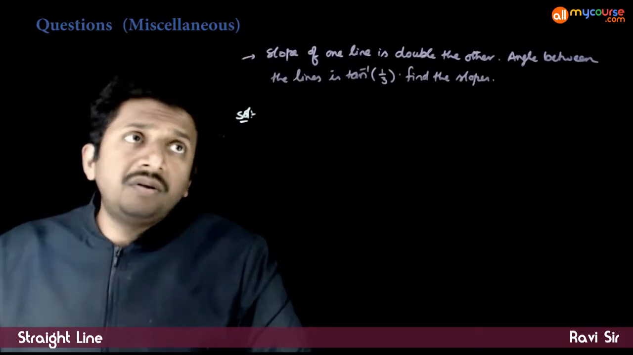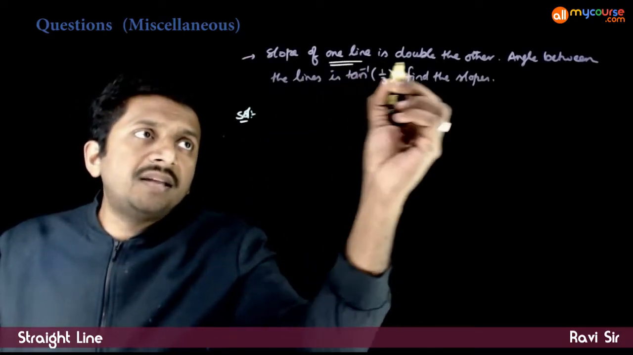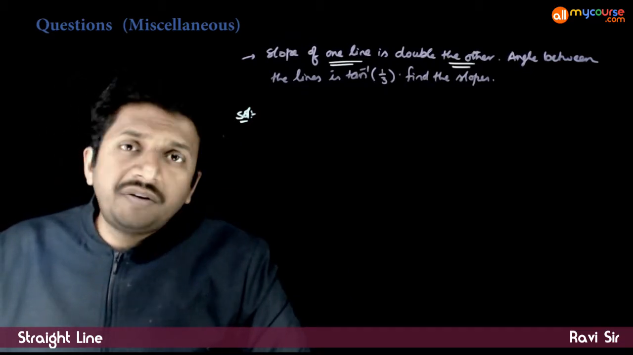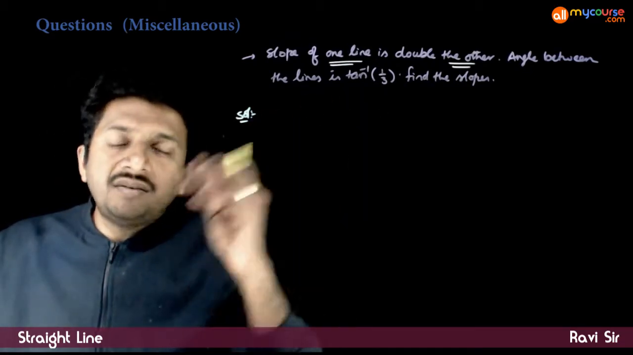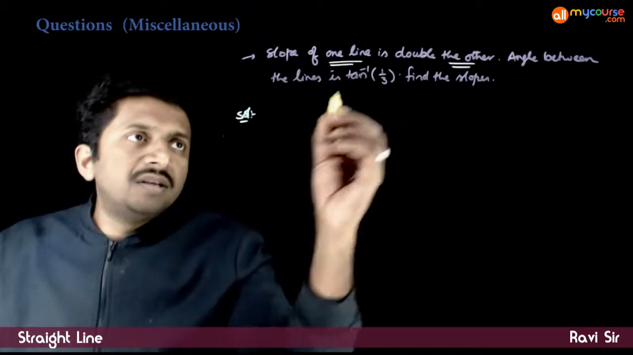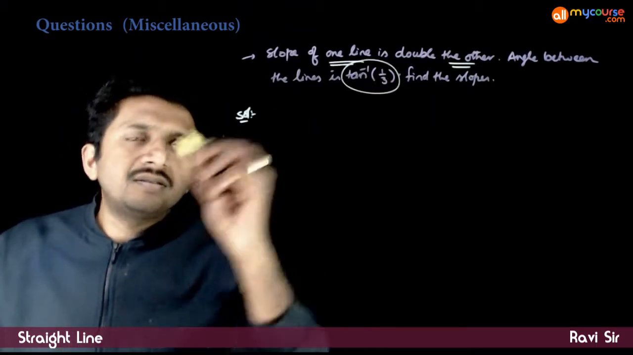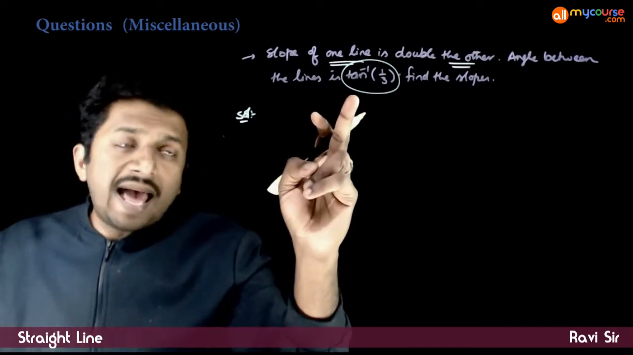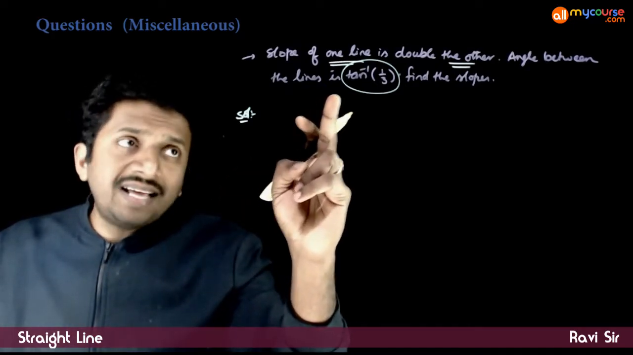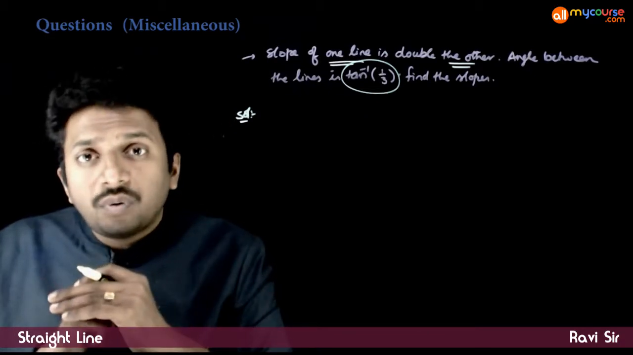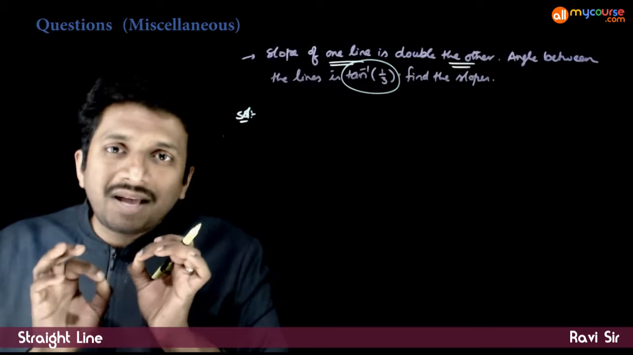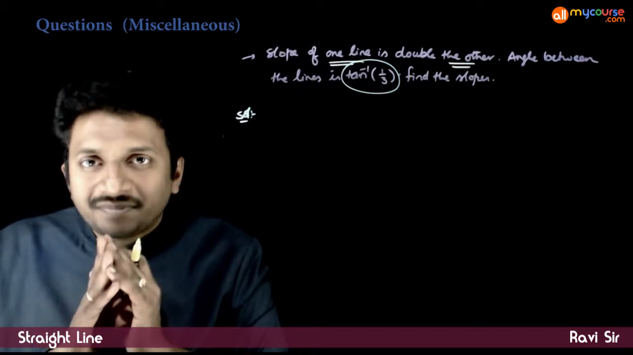In this question, you're given that the slope of one line is double the slope of the other, and the angle between the lines is tan inverse of 1 by 3. So you're asked to find the slopes of these lines. The angle between the lines is tan inverse of 1 by 3. It means you're talking about the acute angle between two lines, right?